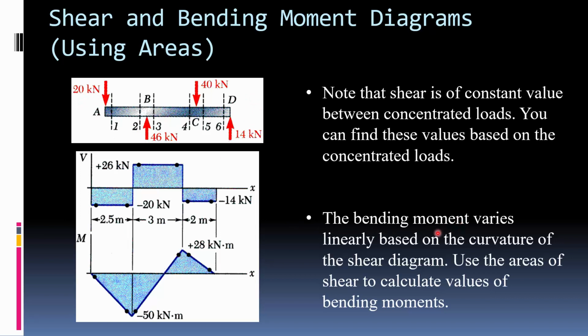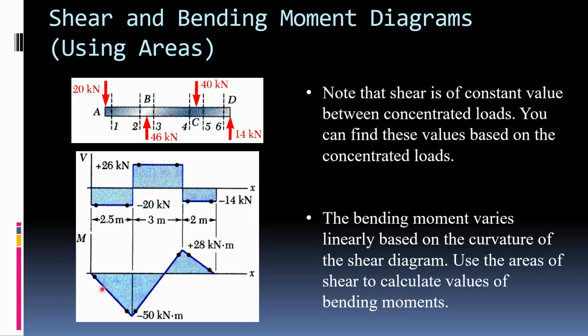Okay, the bending moment varies linearly based on the curvature of the shear diagram. So what does that mean? Well, it means that we can, as it says right here, use the areas of the shear to calculate the values of the bending moment. So this is the next step to make life a little bit easier.